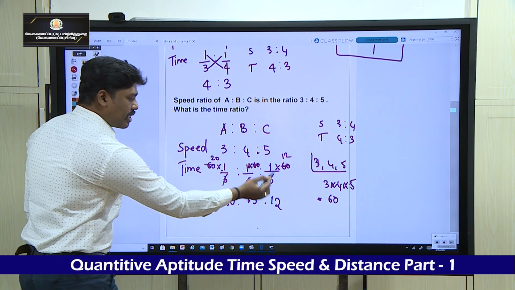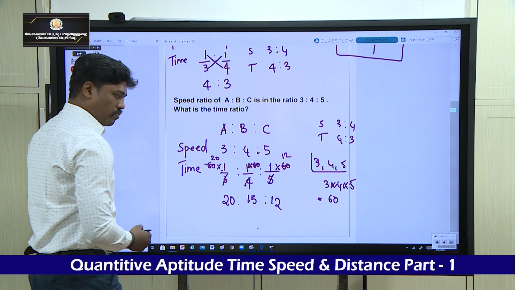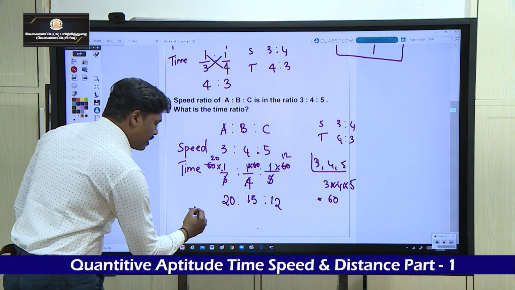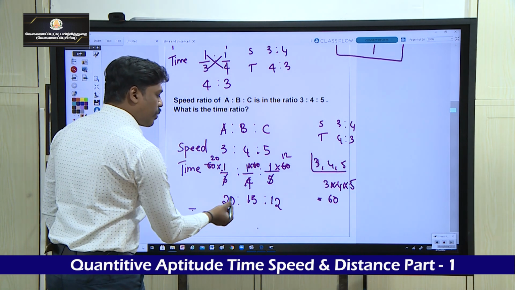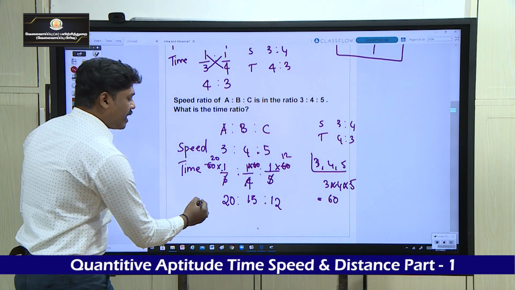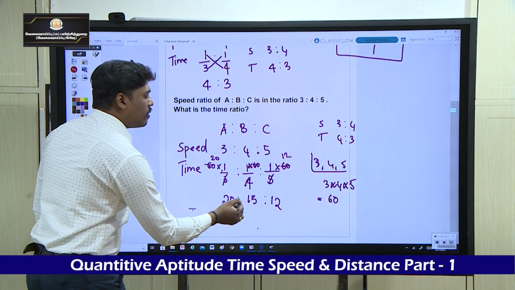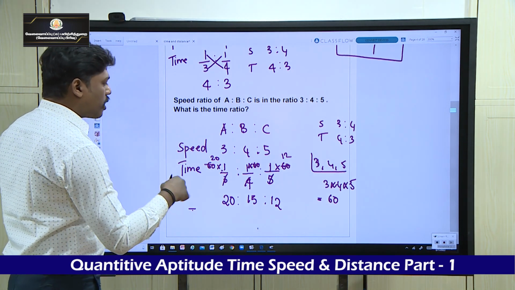Now just cancel it. Can we cancel? No. Why? Because when cancelling we have to divide by a common factor. 12, 15 and 20 are not divisible by one common factor. So the time ratio here is 20:15:12.